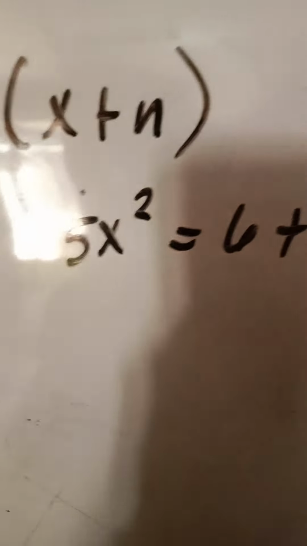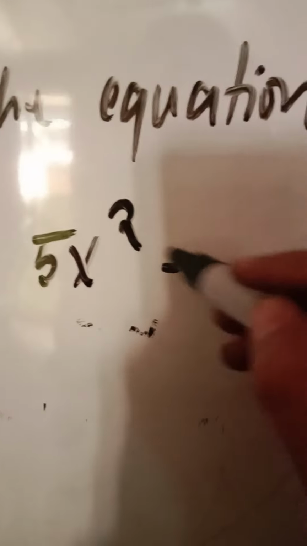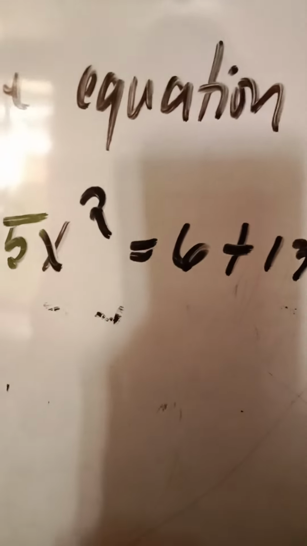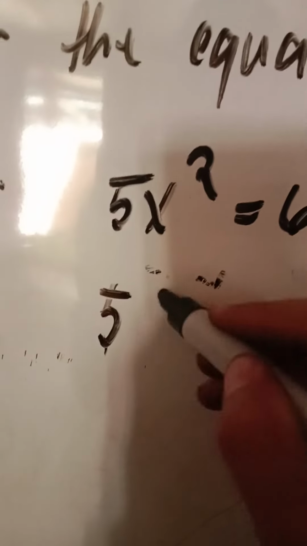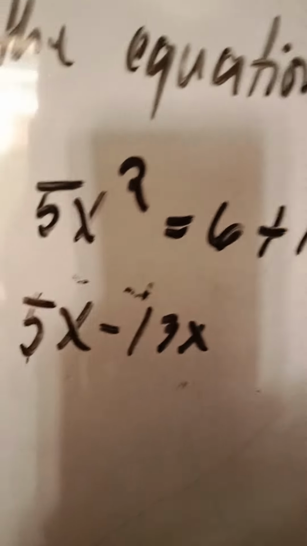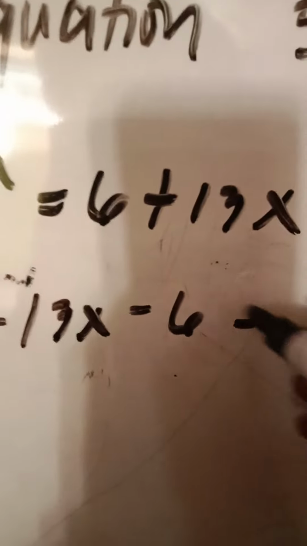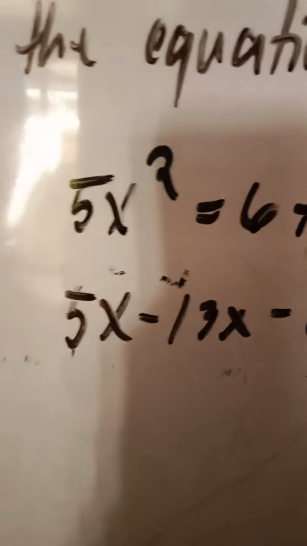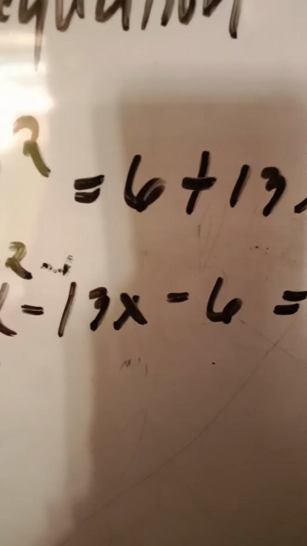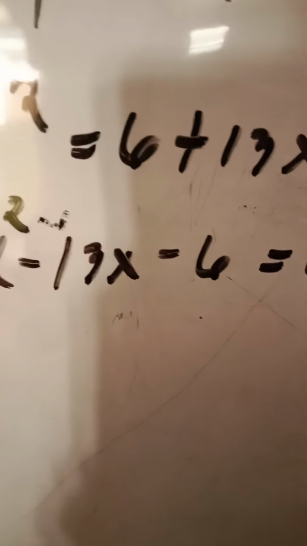The first thing to do is to arrange it in standard form. So 5x squared is equal to 6 plus 13x. Transfer the 6 plus 13x to the left side; it becomes negative. 5x squared minus 13x minus 6 is equal to 0. So our equation is now in standard form.